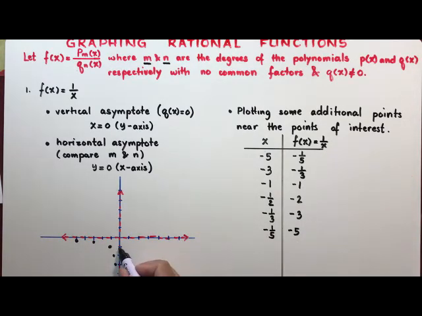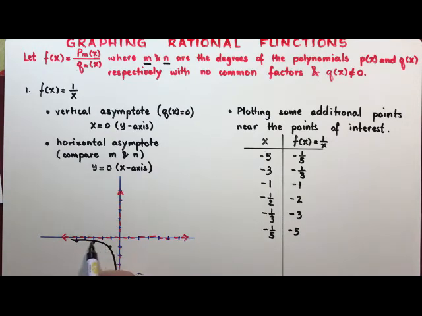So it's here: negative 1, negative 2, negative 3, negative 4, negative 5. And if you connect these points, you notice that the graph is a smooth curve that is approaching the y-axis, because this is our vertical asymptote.